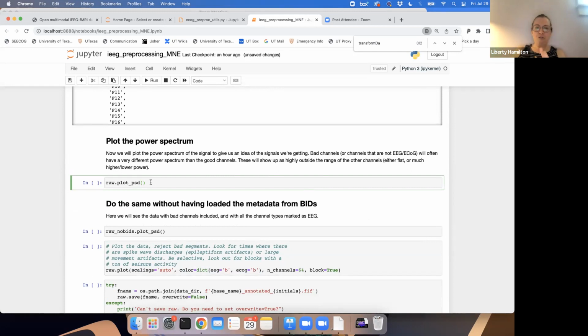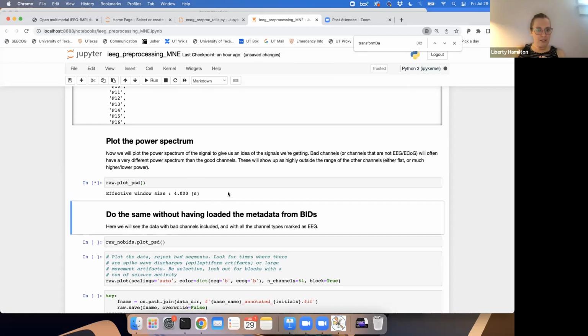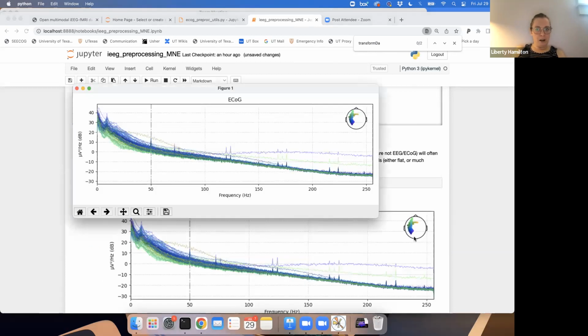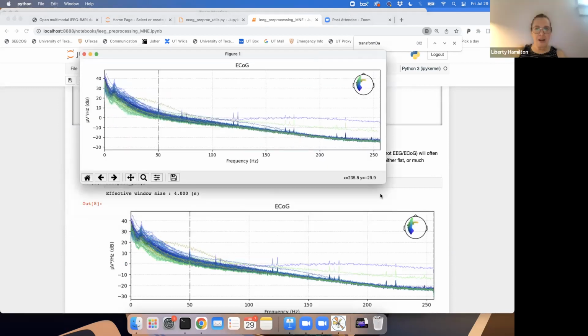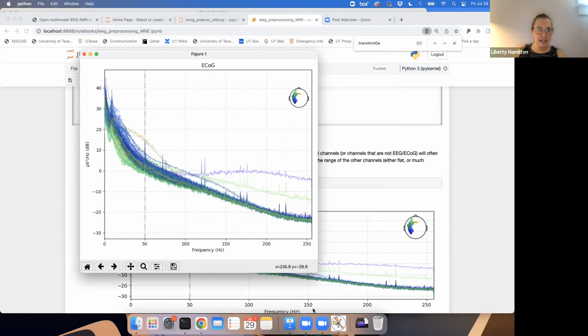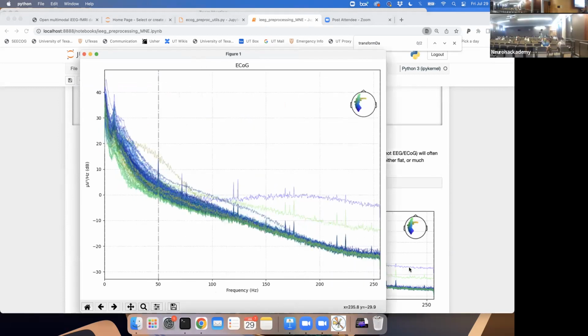And so this is the first thing that I do. After I've loaded the data, I always like to look at, what does my power spectrum look like? How noisy are the channels? Have enough bad channels been rejected? What does this look like? So I'll run this. And if you're running it in Jupyter Hub, you may just see it in the Jupyter Hub output itself. But if you have an interactive window, then you'll see something like this.